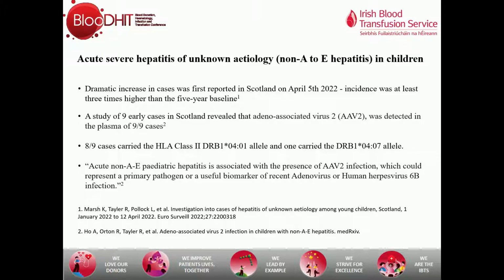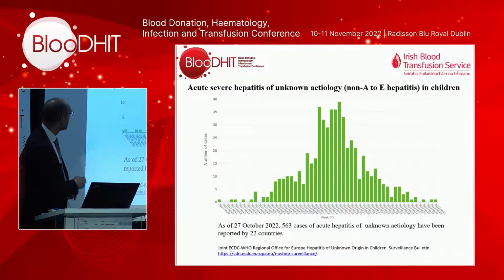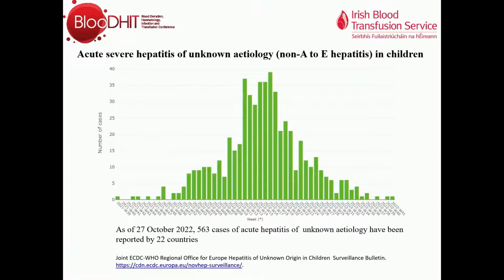One would be that the AAV2 infection needs a helper virus, whether it's adenovirus or herpes virus, in order to have this hepatitis develop in the children. So again, just to show you where the cases occurred. On the x-axis here, we have weeks of the year. Just to highlight, between week 12 of this year and week 18, they're looking at 30 to 40 cases in the European region. This is as of the 27th of October this year, so 563 cases in 22 countries in the European region. As you can see, it peaked between weeks 12 to 18 and has now reduced in cases.